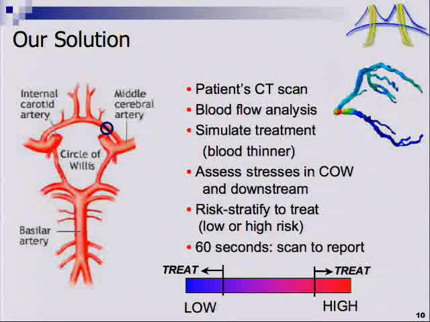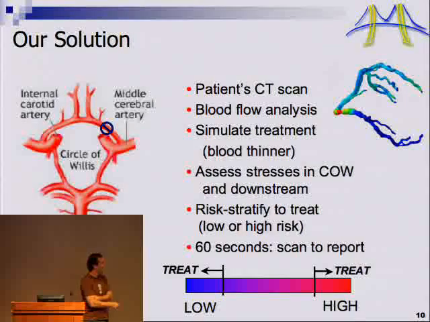We're going to do a blood flow analysis based on a model we create from the patient CT scan. We're going to simulate the treatment, which most commonly is giving a blood thinner, and we're going to assess the stresses and the flow in the main artery here, the circle of Willis, and then in the main vessels. And then based on those results, we're going to try and risk stratify the patient and either put them into a low risk category or a high risk category or in between.